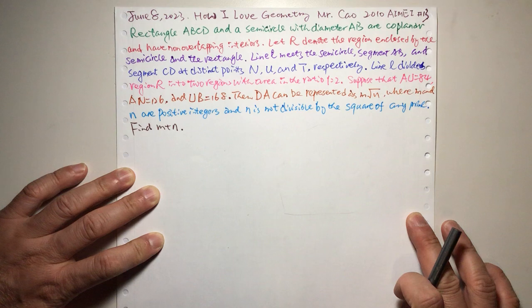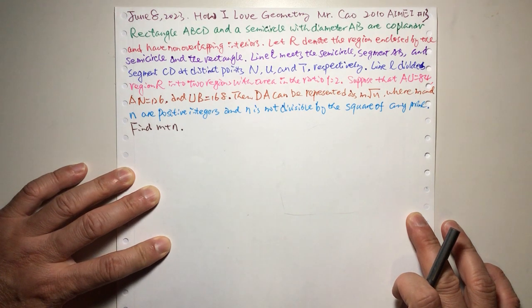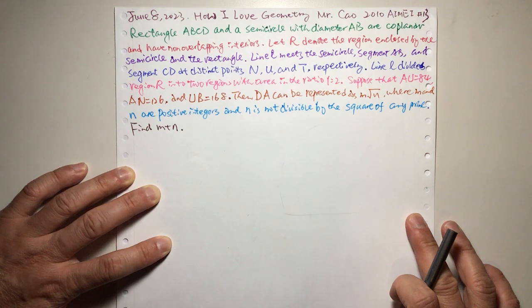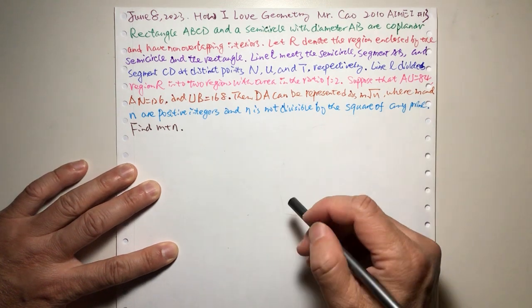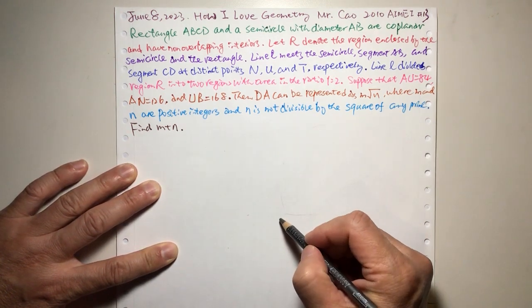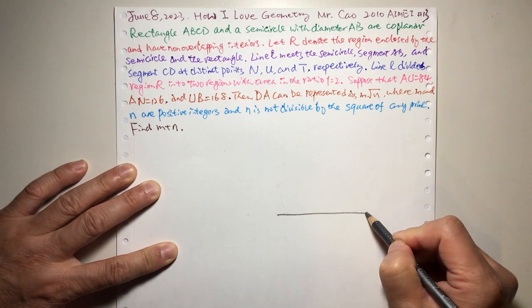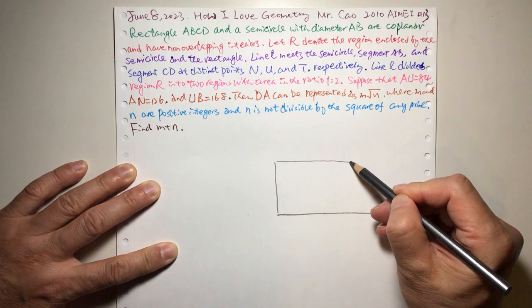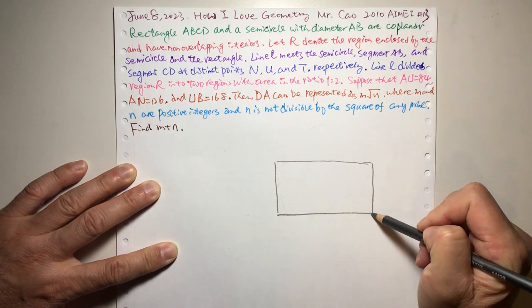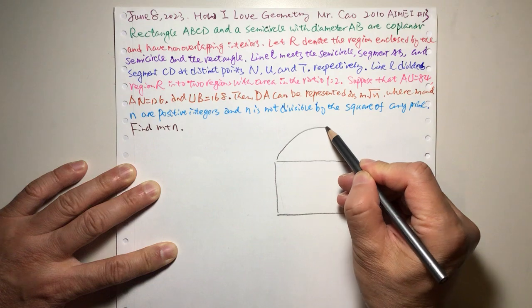I'm Mr. Chang. This problem is from 2010 AIME I, problem number 13. The problem says rectangle ABCD and a semicircle with diameter AB are coplanar and have non-overlapping interiors. Okay, let me draw the scratch diagram. Semicircle.